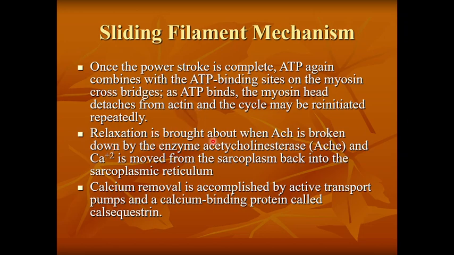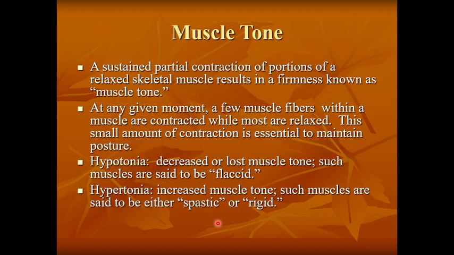Now, relaxation is brought about when ACh is broken down by the enzyme acetylcholinesterase and Ca2+ is moved from the sarcoplasm back into the sarcoplasmic reticulum. Calcium removal is accomplished by active transport pumps and a calcium binding protein called calsequestrin. This was all about the sliding filament theory.